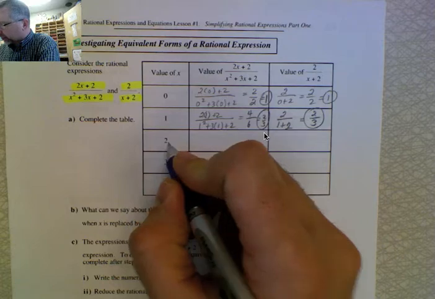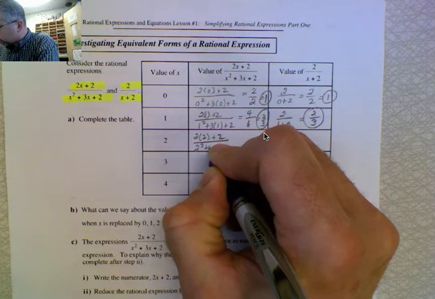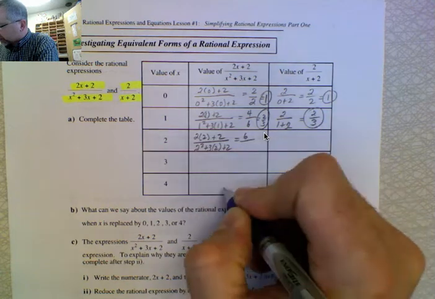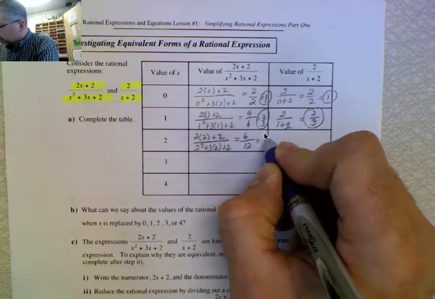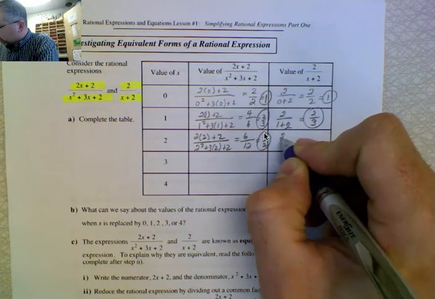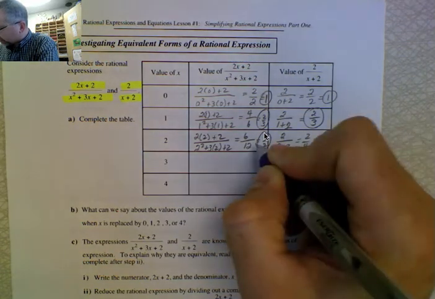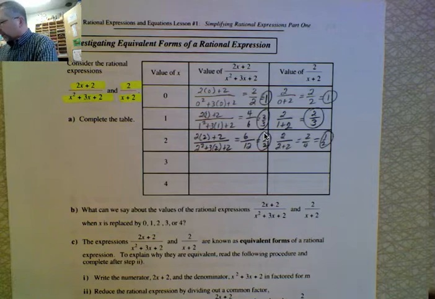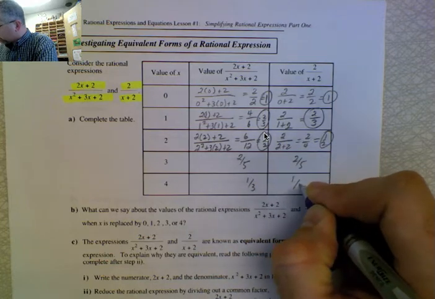Let's check one more. Let's put 2 in. 2 times 2 plus 2 divided by 2 squared plus 3 times 2 plus 2. Well, this is 4 plus 2, which is 6. 2 squared is 4. 4 plus 6 is 10, and 10 plus 2 is 12, and 6 over 12 is a half. Here we get 2 over 2 plus 2, or we get 2 over 4, which is indeed a half. And if we actually calculate the values for the next two, we're going to get values of 2/5 and 1/3.